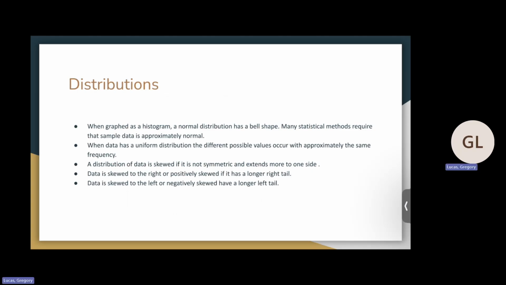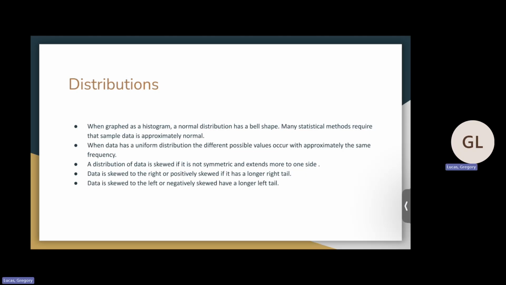So when graphed as a histogram, a normal distribution has a bell shape. Many statistical methods require the sample to be approximately normal. So when we do hypothesis testing later on, we're going to need that condition. We're going to need the data to be bell-shaped. When data has a uniform distribution, the different possible values occur with approximately the same frequency. So like I said, all the bars are about the same. They don't have to be exactly the same, just about the same.